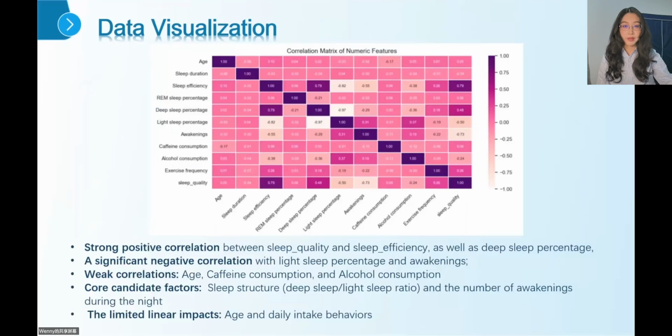The correlation matrix of numeric features shows that sleep quality has a strong positive correlation with sleep efficiency and deep sleep percentage, and a significant negative correlation with light sleep percentage and awakening. In contrast, the correlation between sleep quality and daily intake behaviors is weak.